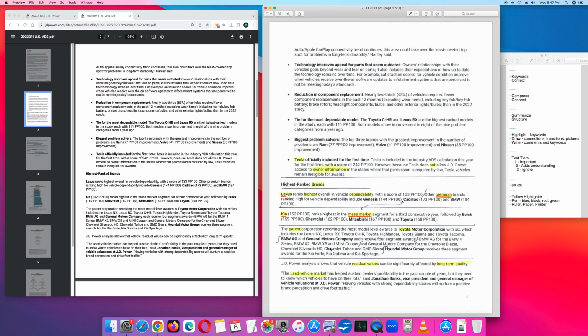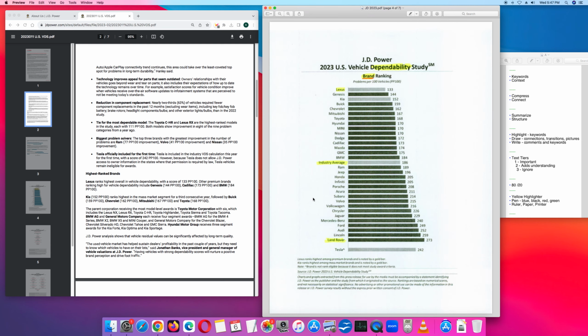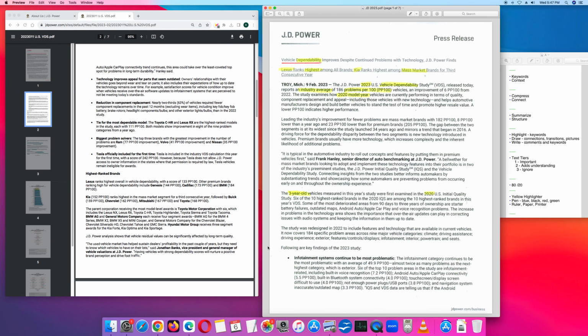This could have been easily fixed with more headings, and they actually had space. This is page 3. Simply by adding headings, they could have made this better. Notice how in the top half they use bullet points. So this is actually a good presentation. Bullet point, technology improves appeal for parts. They should have continued this bullet point presentation. Actually, here we go.